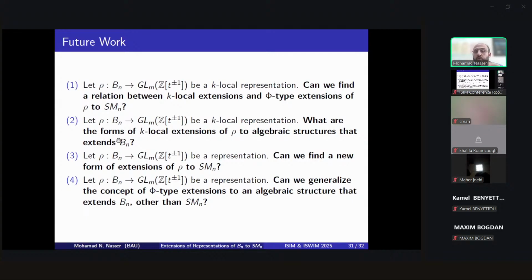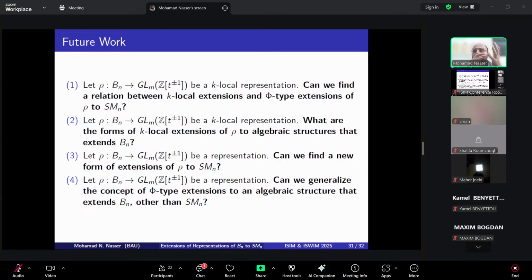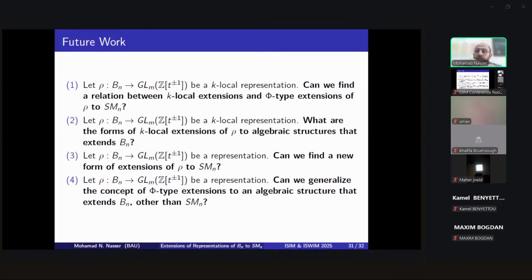Another question, which is still a new question: what are the forms of k-local representations? So we said that a representation is k-local if we have shapes or forms of representations of any group or any algebraic structure, monoid, group, and so on. So this is also a question.